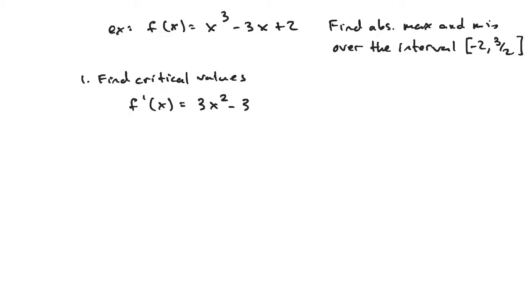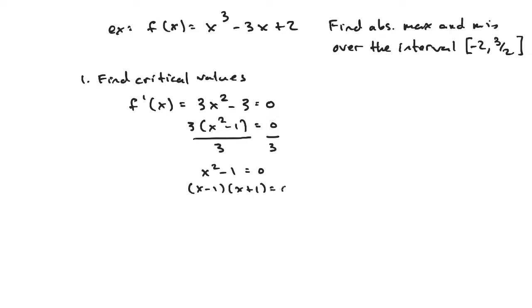Then what I want to do is figure out when this is undefined, and it's never undefined because it's a polynomial. And so we're going to check to see where this equals 0. I'll do this by factoring. I'll factor out a 3, so it looks like this. Divide both sides by 3, and I get x squared minus 1 equals 0. I can factor this into x minus 1 times x plus 1 equals 0. And this says x minus 1 equals 0 or x plus 1 equals 0. So x equals 1 or x equals minus 1.